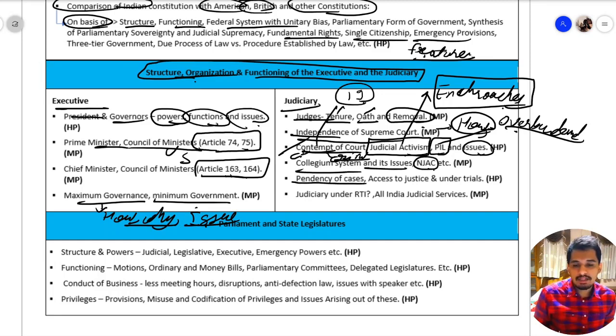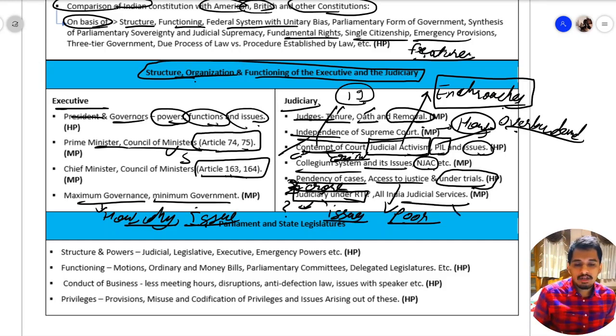Then we have pendency of cases. We have more than 3 crore pending cases in our courts. Then we have access to justice, that the poor are not able to access courts, and the issue of undertrials is also there. Then we have the judiciary under RTI. Should the judiciary be brought under RTI? What are the issues if the judiciary is brought under RTI? Then we have the All India Judicial Service. Is it needed or is it not needed? This should be known to us.